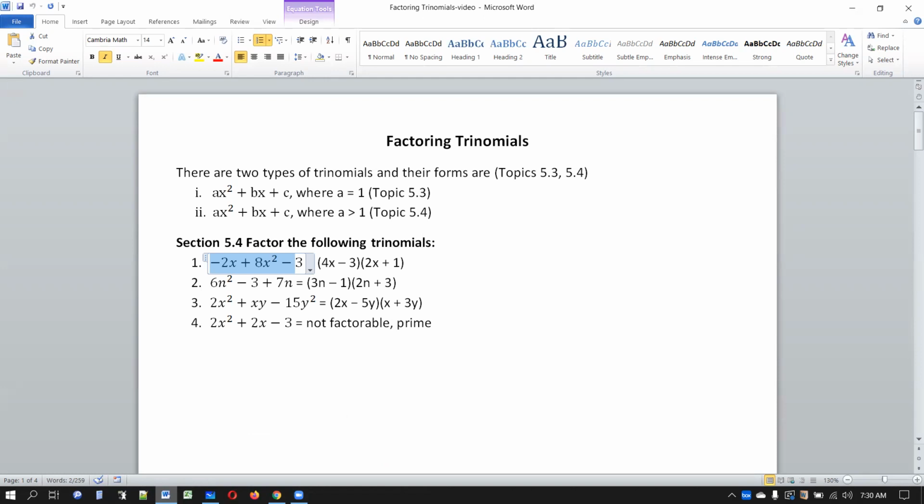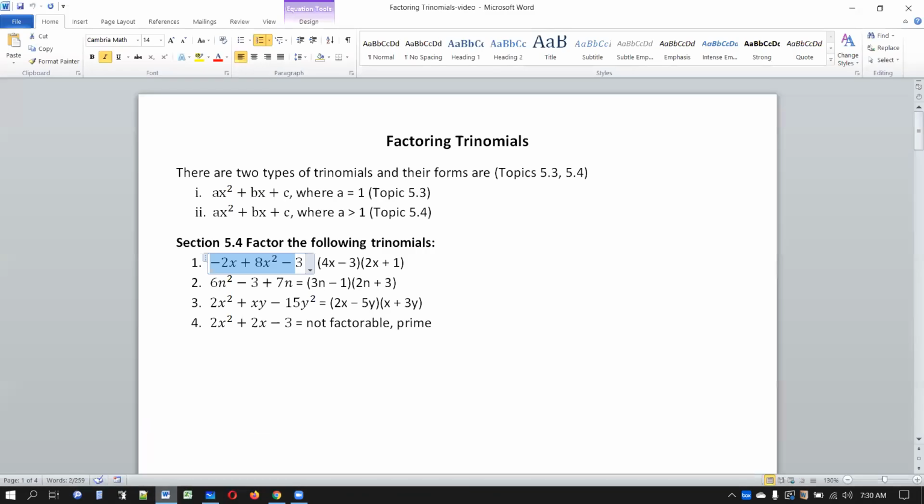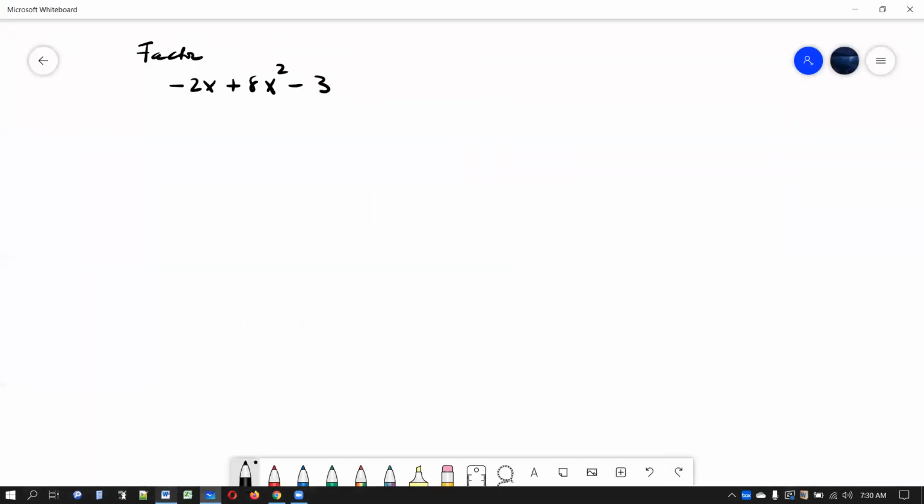So let's go here. So the problem will be: factor minus 2x plus 8x squared minus 3. Let's make sure that I copy this thing right. Minus 2x plus 8x squared minus 3. Okay, this is correct. So we have to factor.